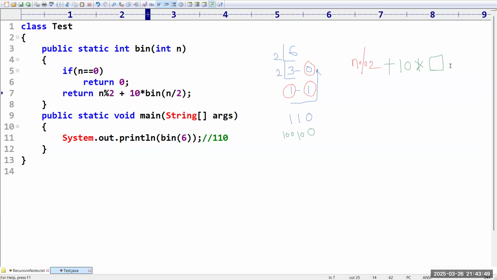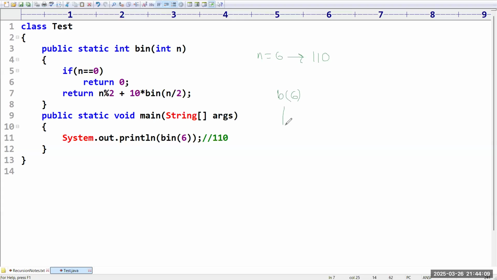Now how is it going to work? I will take one more number and I will show you. Observe carefully. Suppose n is equal to 6, the same number. My expected output is 110. First time we are calling the binary function by passing the number 6. What will happen? There are two instructions. First one is n percentage 2. What is 6 percentage 2? 0 plus 10 into binary of 6 by 2, which is nothing but 3. Do you have any query in this line? Please confirm.